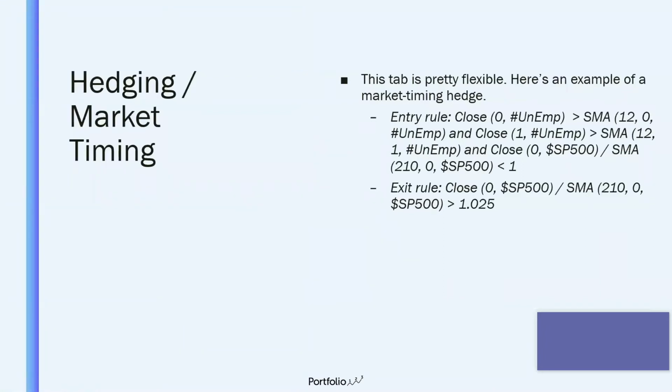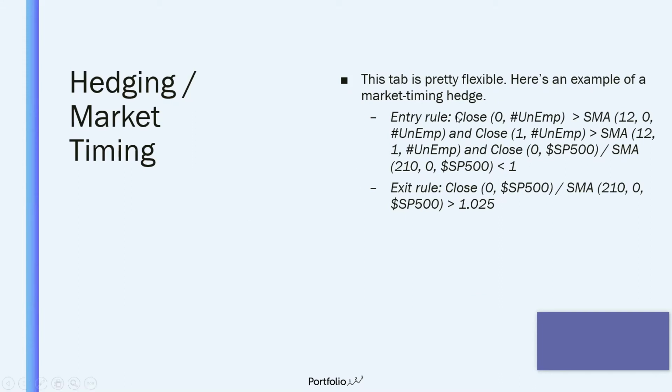Now, the hedging and market timing tab is pretty flexible, and it's pretty easy to use. I don't use hedging or market timing myself. I'm a much more traditional value investor, no market timing. But if I did, I might hedge by putting a constant percentage of my portfolio into an ETF that's uncorrelated with the market. Or I might employ a market timing hedge like this one.